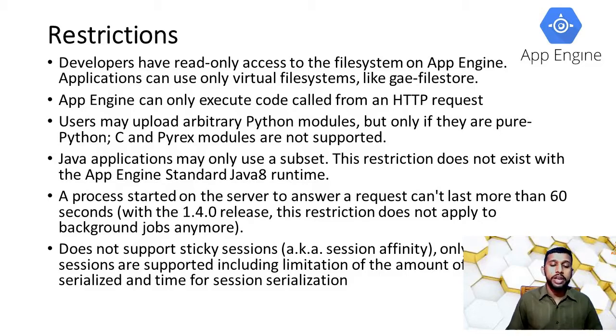App Engine can only execute calls from HTTP requests. No other protocol is currently supported. Users may upload arbitrary Python modules, but they should be in pure Python form. No C or Pyrex modules are supported. Java applications may be used as a subset, but this restriction does not exist from the Java Standard Edition 8 runtime. A process started in the server to answer a request can't last more than 60 milliseconds. This disadvantage has been rectified in the version 1.4.0 release.